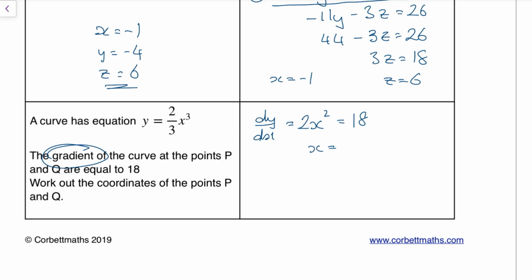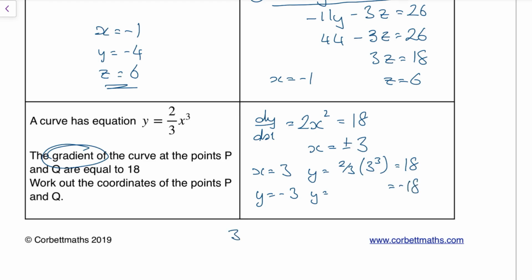So that means that x is equal to, well, 18 divided by 2 is 9, square rooted is going to be plus or minus 3. In other words, that's my 2 x values. What does the question want? The question says work out the coordinates of the points P and Q. It doesn't say which is on the left and which is on the right, so it could be either. So when x equals 3, y equals 2/3 times 3 cubed, which is 27. 27 divided by 3 is 9 times 2 is 18. When x is minus 3, which will be the negative of that, y equals minus 18. So the answer to my final question of today is (3, 18) and (-3, -18).